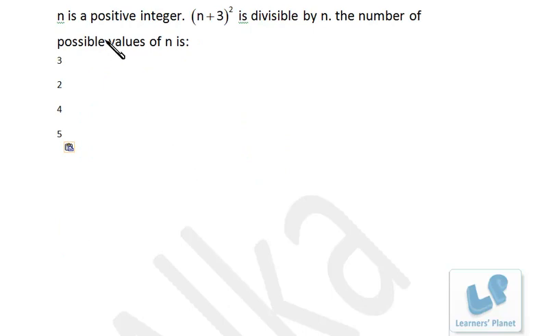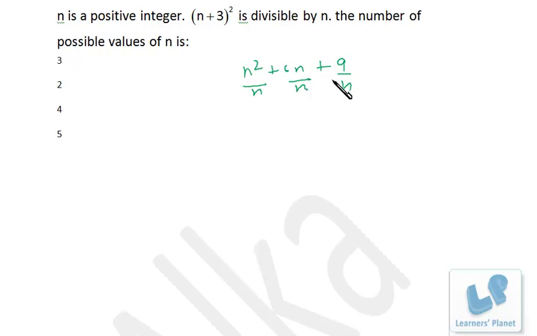Now let's see this one. N is a positive integer. N plus 3 whole square is divisible by n. The number of possible values of n? Now if I open this up, it will be n square plus 6n plus 9. Now if it is divisible by n, what I can do? I separately divide each of the terms by n. See, n square is definitely divisible by n, 6n by n is definitely divisible by n.